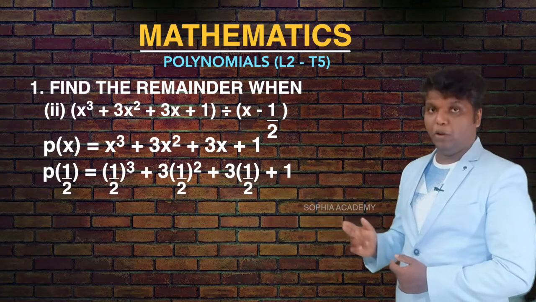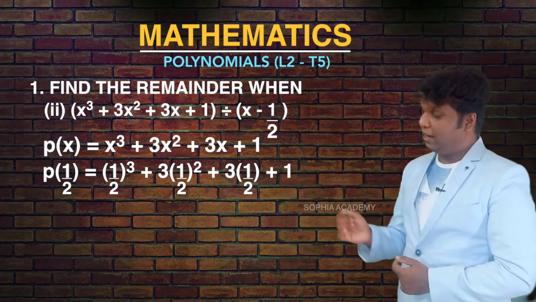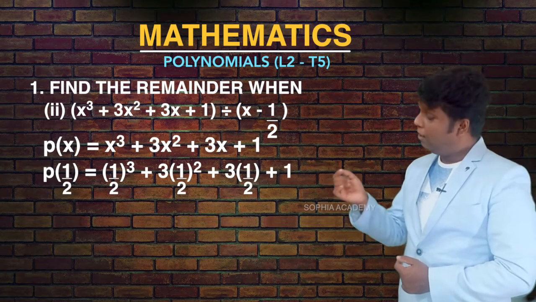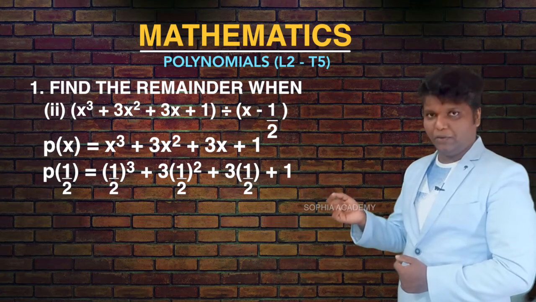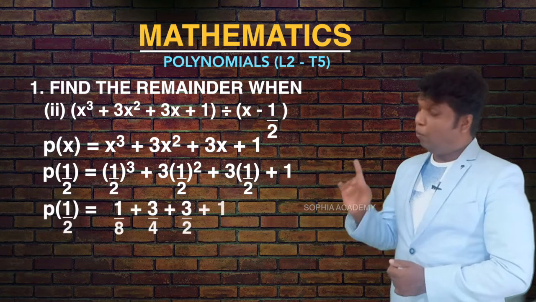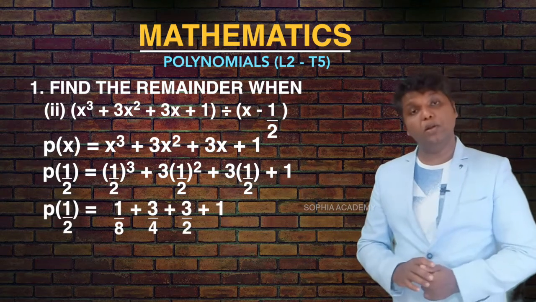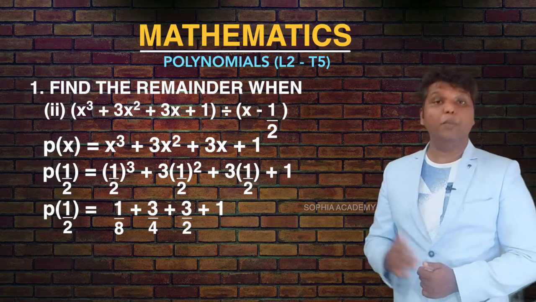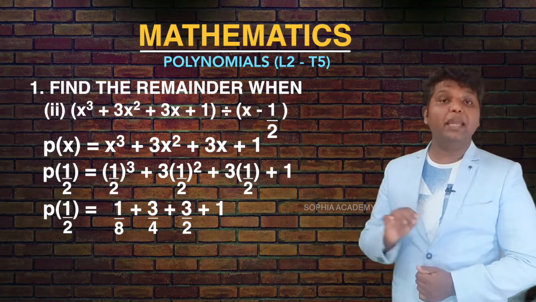So 1 by 2 the whole cube plus 3 into x square. Instead of x square, 1 by 2 the whole square, plus 3x, instead of x, 1 by 2. So 3 into 1 by 2 plus 1. That is equal to 1 by 2 the whole cube. What is 1 by 2 the whole cube? It is 1 cube by 2 cube, which means 1 by 8. Right?